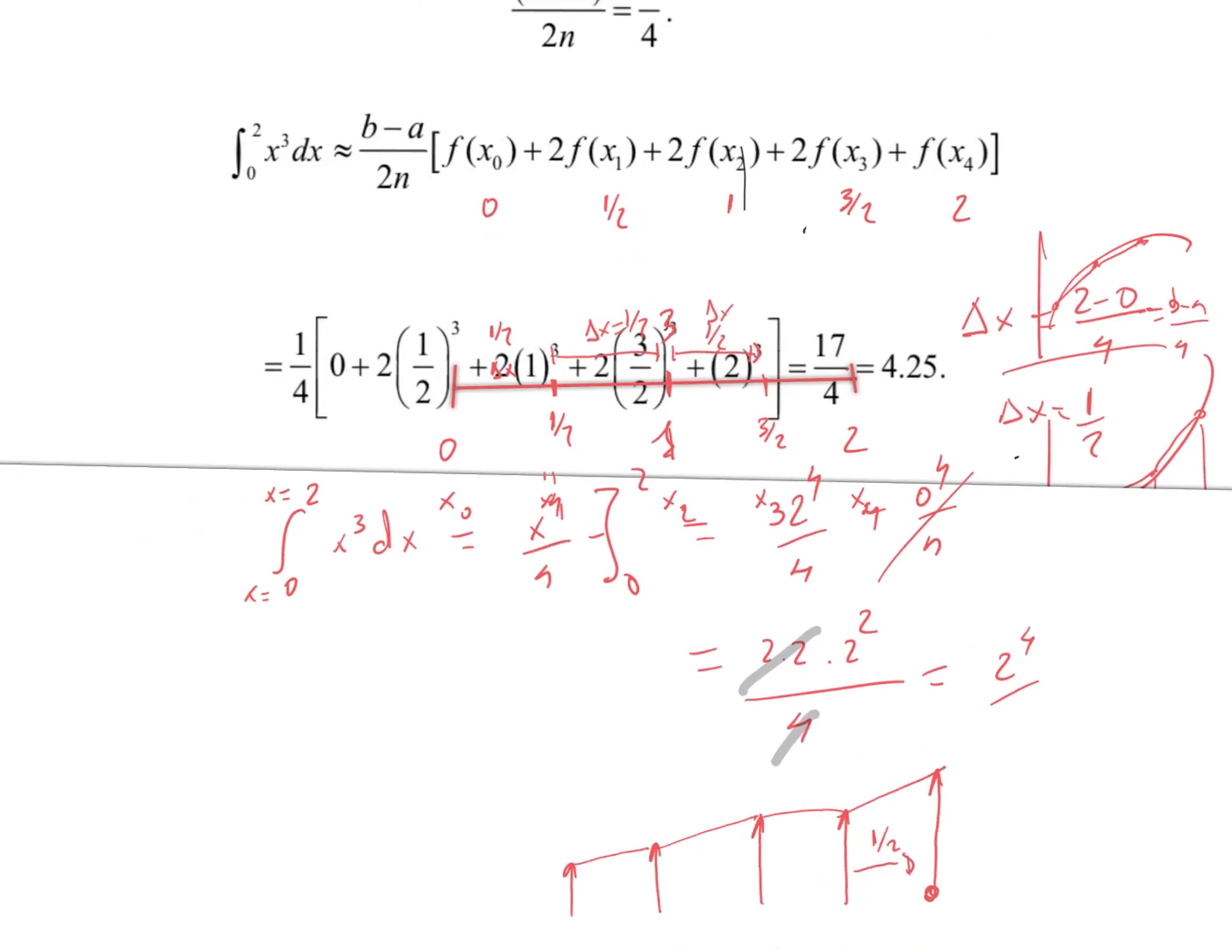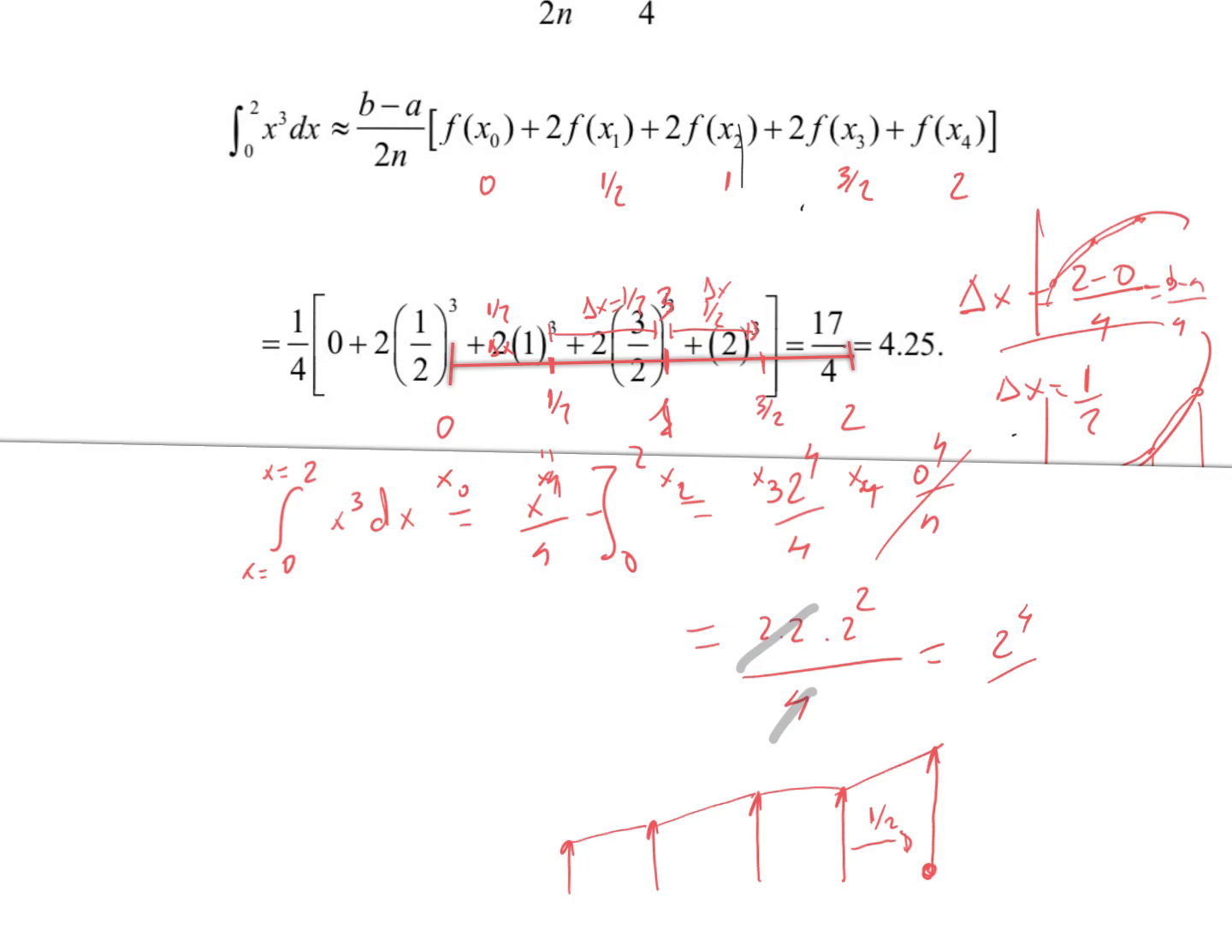The area will be (b minus a) divided by 2n, which is 1/4, times f of 0, where f of x is x cubed. So f of 0 is 0. Plus 2 times f of x1, where the point x1 is 1/2, so f of x1 is (1/2) cubed. Plus 2 times f of x2, where x2 is 1. So f of 1 is 1 cubed, so 2 times 1 cubed.